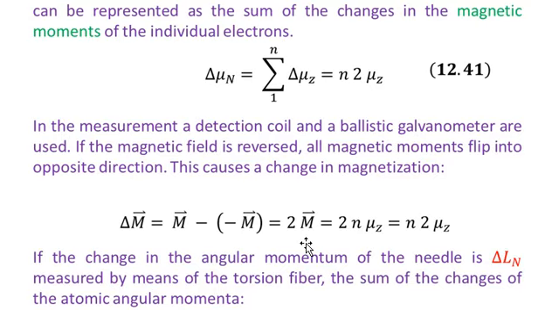it will be equal to 2M, and this 2M is actually 2N times mu Z, because the magnetization of the material is actually the sum of all the Z components in the sample, which we are considering to have N electrons. So you see that the 2 is coming because of the change in magnetization, and we have N electrons, and each electron has a magnetic moment mu Z. So this relationship is N into 2 into mu Z. This is what I have shown in equation number 41.